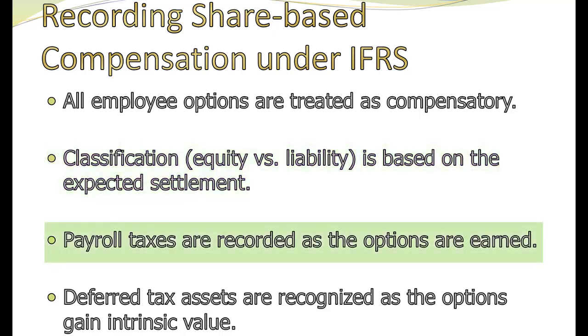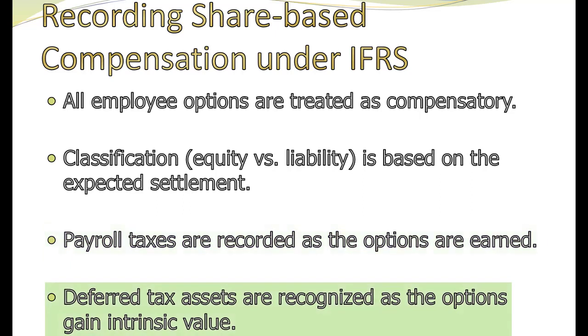Under IFRS, we record payroll taxes on share-based compensation as they earn it. Under US GAAP, we don't record them until the options are exercised. Last change, deferred taxes are recognized as the options gain intrinsic value under IFRS. Under US GAAP, we recognize deferred taxes based on market value. So just a few slight differences between IFRS and US GAAP, mostly in the details. The basic methods and basic principles are the same, and that's really nice that we don't have to learn a bunch of differences, especially as we see more and more IFRS leaking into the US systems.